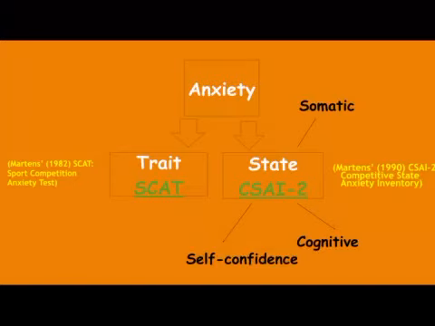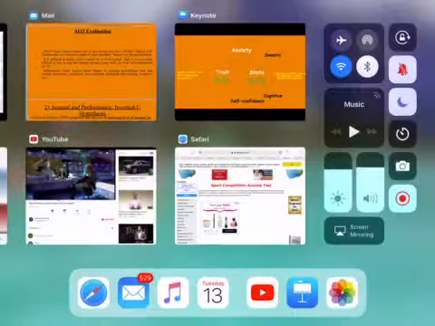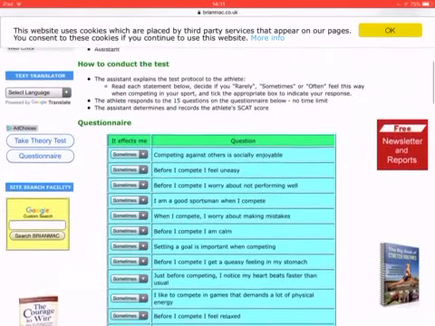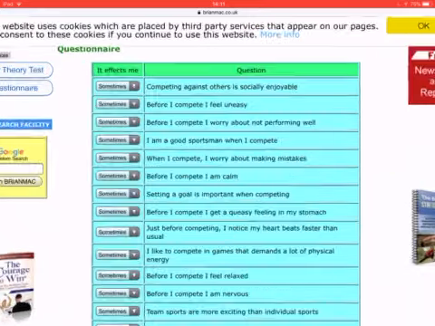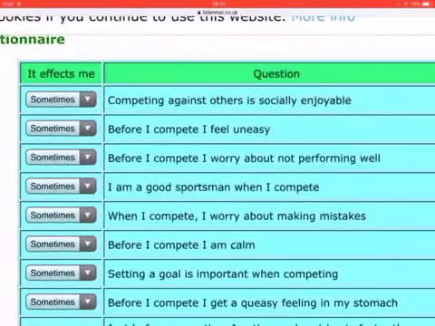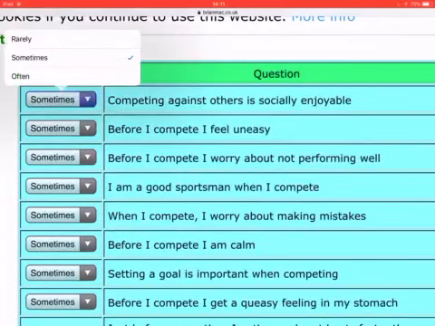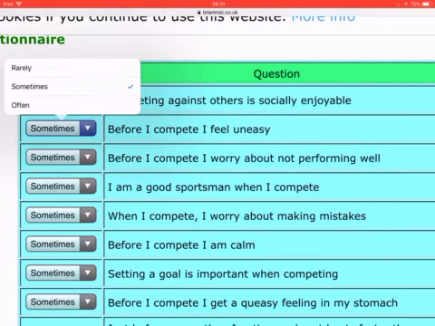Okay, so first of all, the trait SCAT. So how you measure trait. This is the SCAT, Sports Competition Anxiety Test. These are the kinds of questions that you get. Well, these are the exact questions that you get. Competing against others is socially enjoyable. Sometimes, often, or rarely. So you take your pick on each of those.